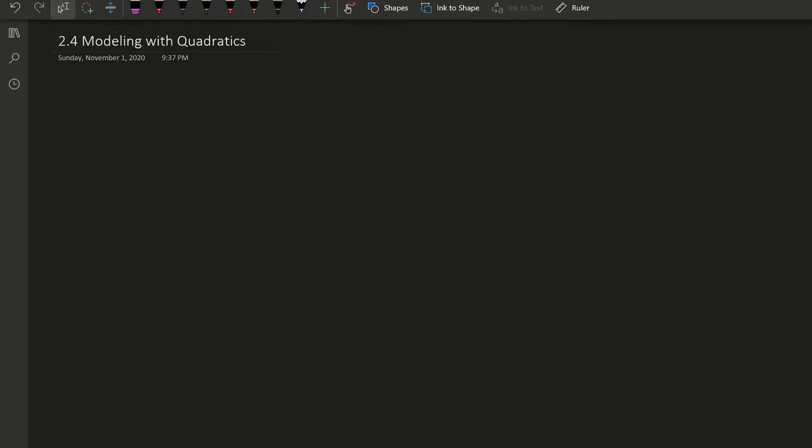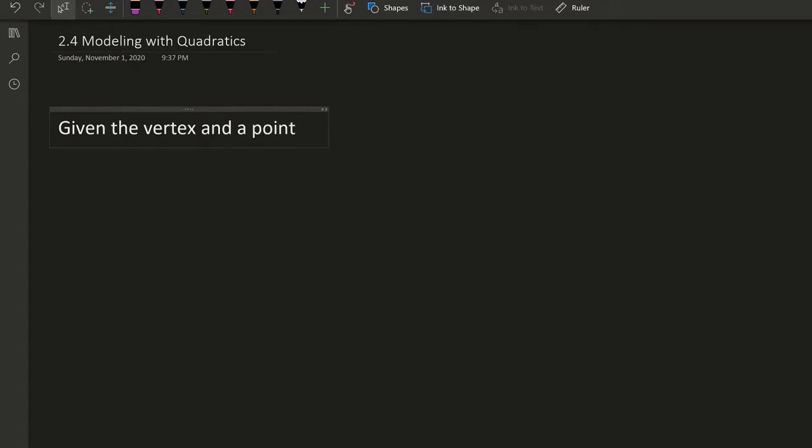Today we're going to talk about modeling with quadratics. This means that we will be given real-world situations and we will be required to come up with a quadratic function that represents that situation. So this comes in a variety of different methods. So the first type that we will do is when we were given the vertex and a point.